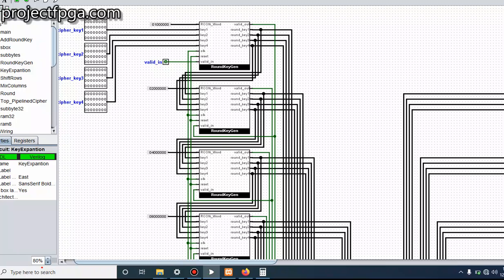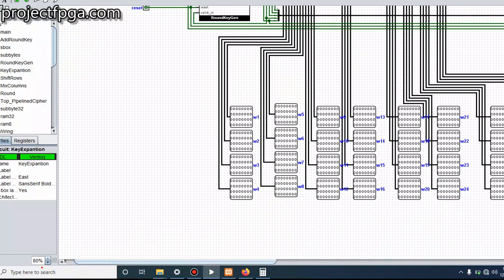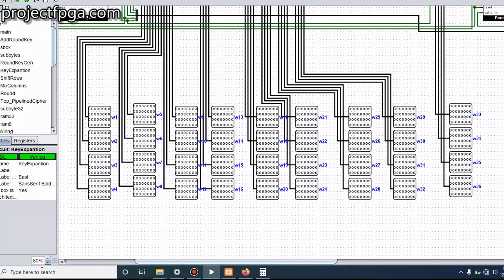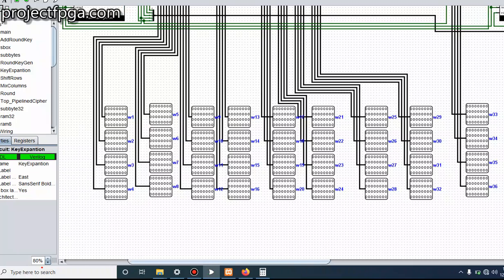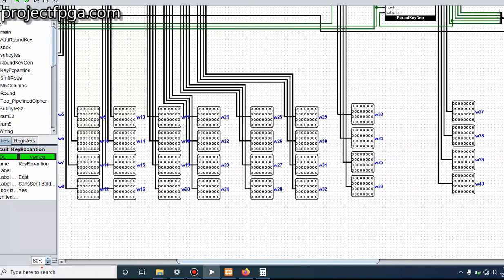Here the different round keys generated, we call W. You can see they range from 1 to 40. And remember, four of these sets make up the 128 bits we are talking about. So this is one of the generated key expansions. This is 2 of it.